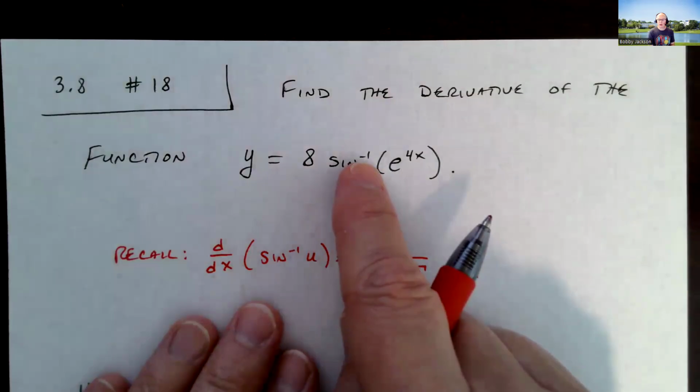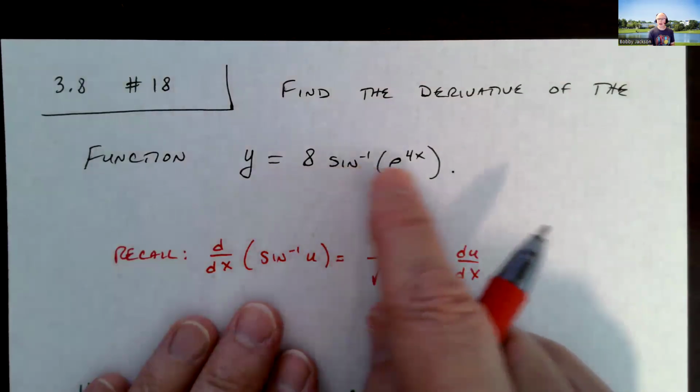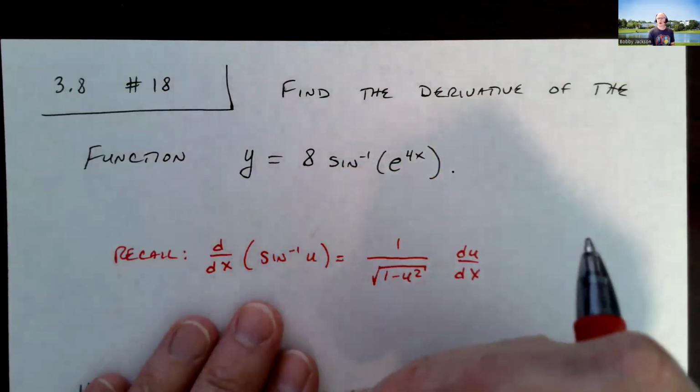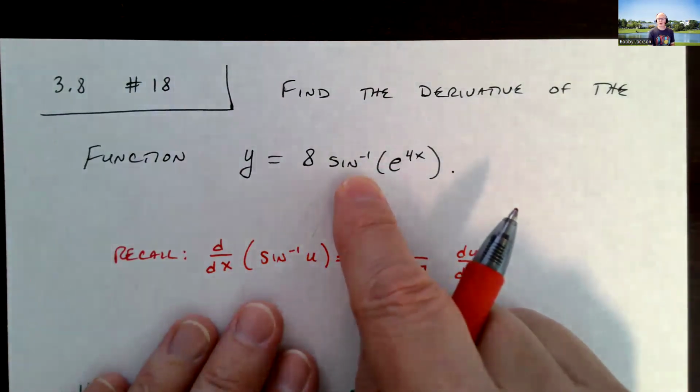Again, this -1 is not an exponent, it is a superscript indicating this is the inverse function. So this is not sine of e to the 4x all raised to the -1 power. Okay, it is the arcsine function.